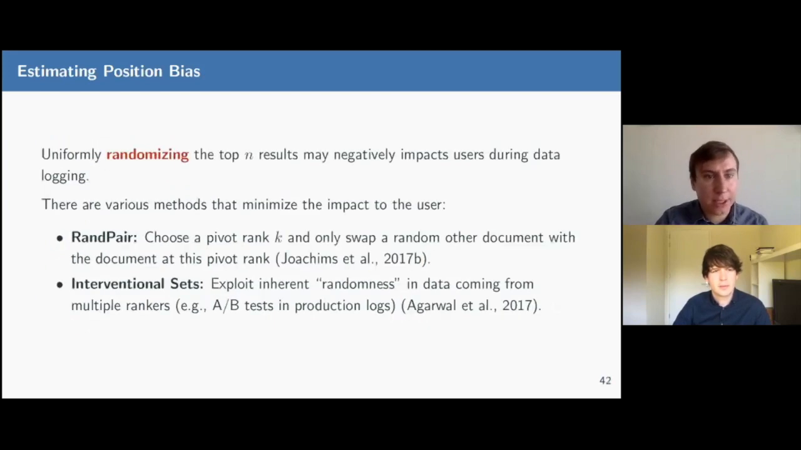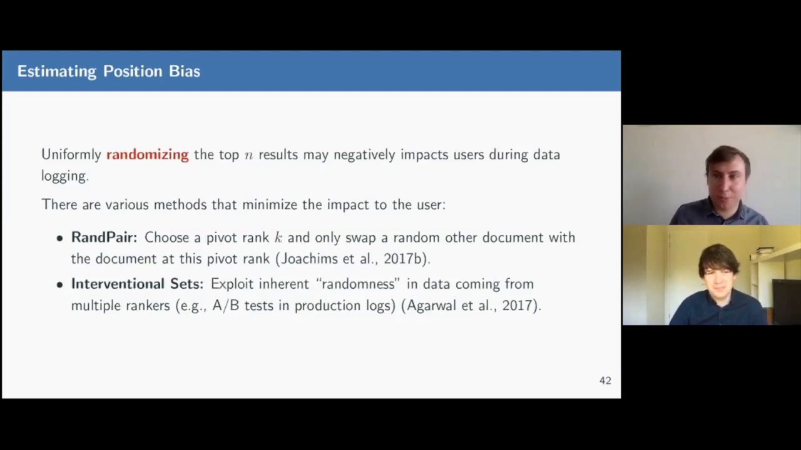So obviously this is not ideal. Why is it not ideal? Because we are randomizing the top n results, and that may negatively impact users during this data logging. If we're going to just randomly shuffle results, users may not like that. There are certain expectations that users have of systems, and randomly shuffling is typically not very ideal. Putting it very mildly. Yes, it's very bad, typically.